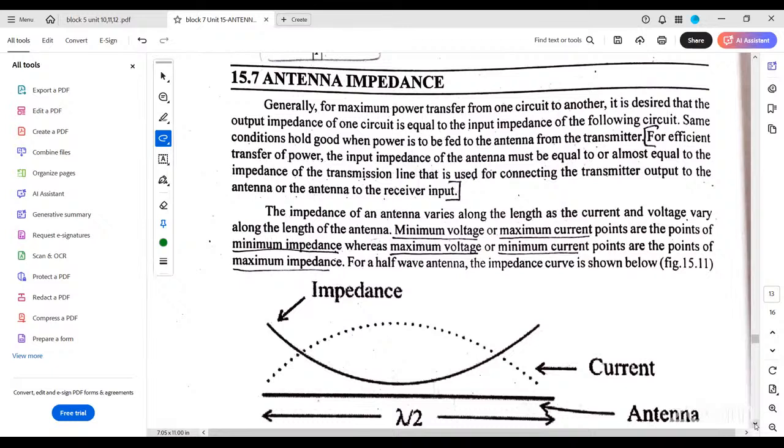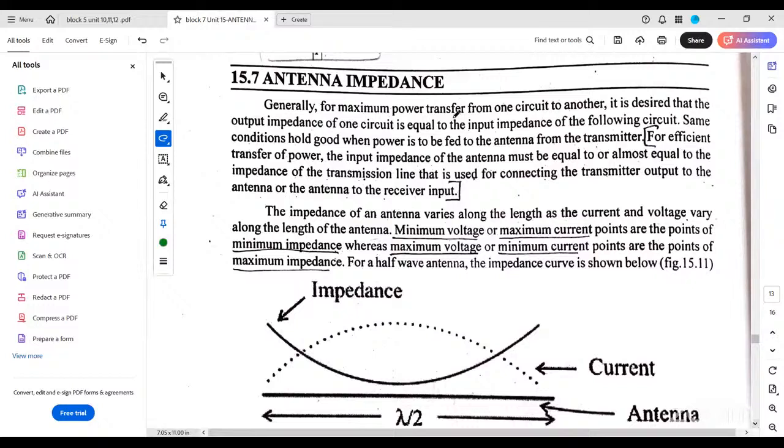In general, the output of one circuit is connected to the input of another circuit. Whatever the maximum current is in the first circuit, that is delivered to the second circuit. That is given as the first paragraph. The output of one circuit is connected as the input to the second circuit. Whatever power is given in the first circuit, the same power is delivered to the other circuit.